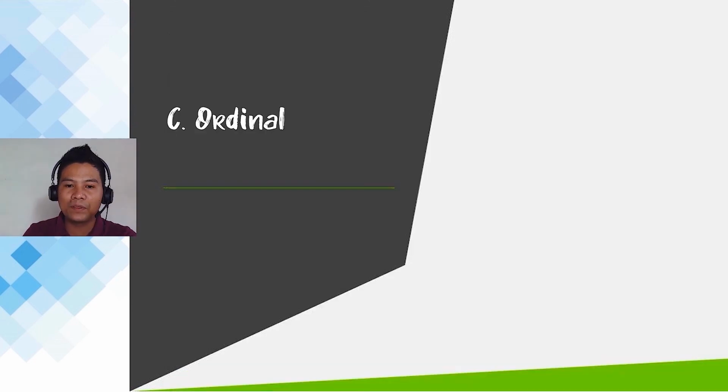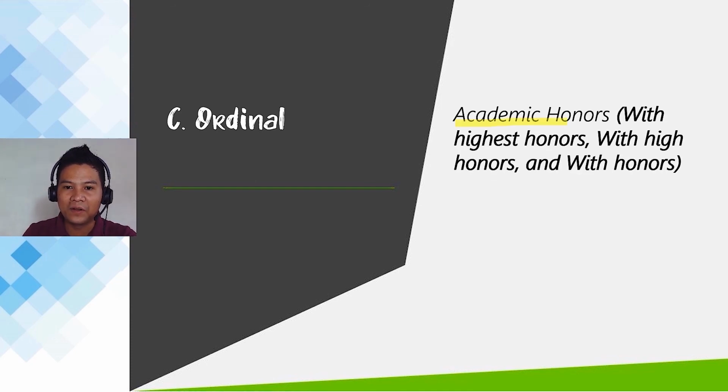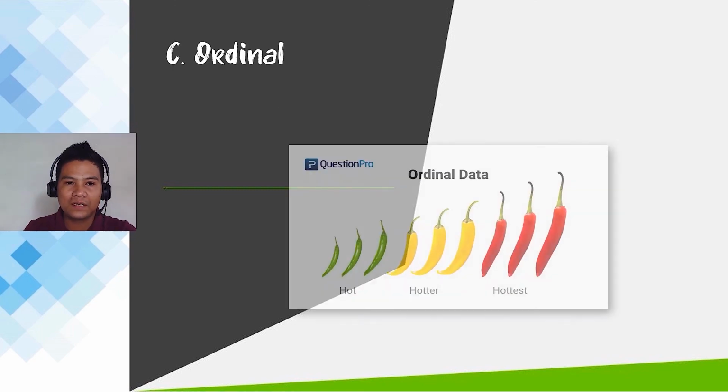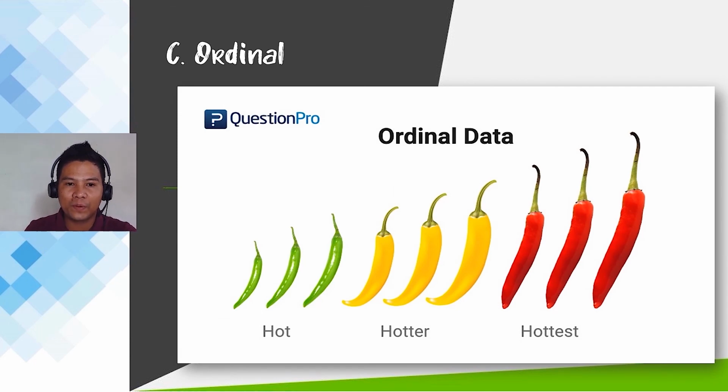Another example is the academic honors. We have with highest honors, with high honors, and with honors. So there is a certain rank. That is why it's called ordinal. Let us consider this question pro from question pro, the ordinal data. Okay, we have here from hot to hotter and hottest. So there is an order.